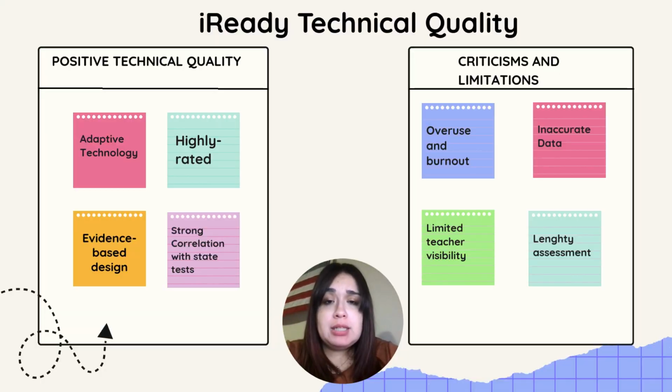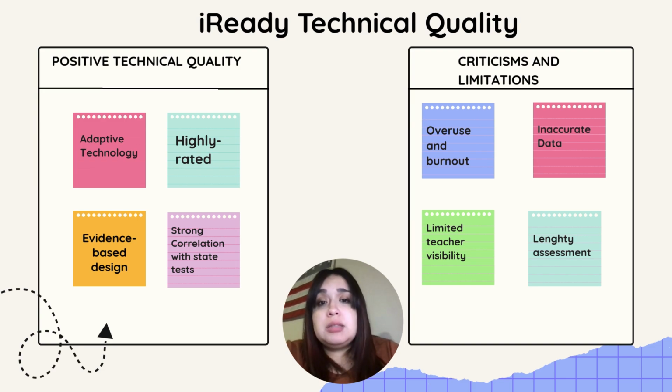Positive technical qualities of iReady include adaptive technology. It is highly rated, its evidence-based design, and its strong correlation with state tests. iReady is highly rated as an academic screening and progress monitoring tool by the National Center on Intensive Intervention for grades K through 8th, although schools or districts may choose to use it up until 12th grade. The diagnostic assessment adjusts question difficulty based on students' responses, pinpointing each student's strengths and weaknesses accurately.